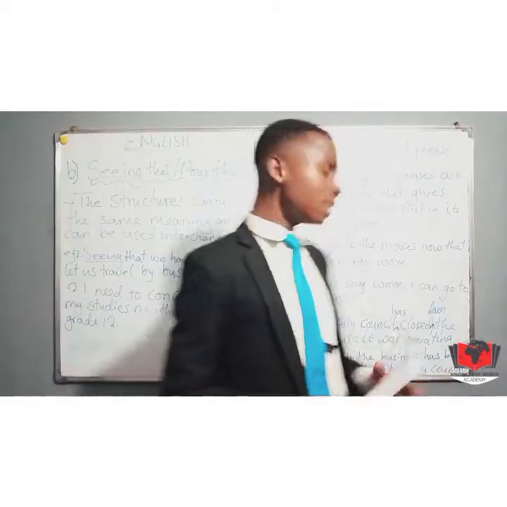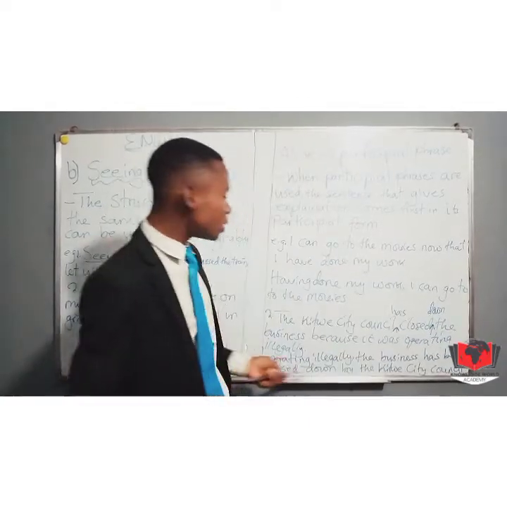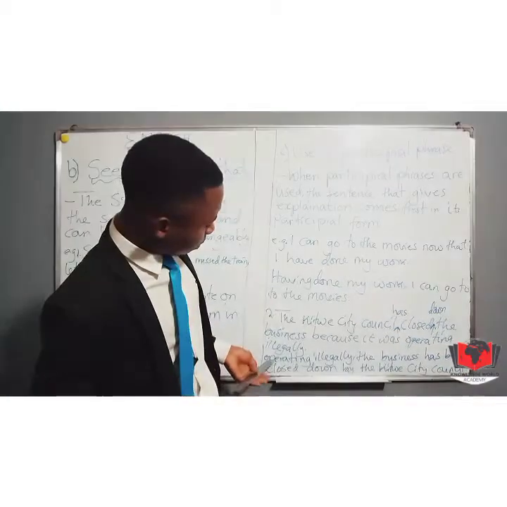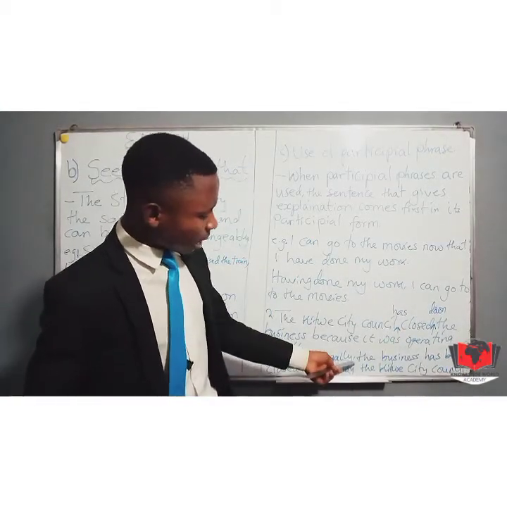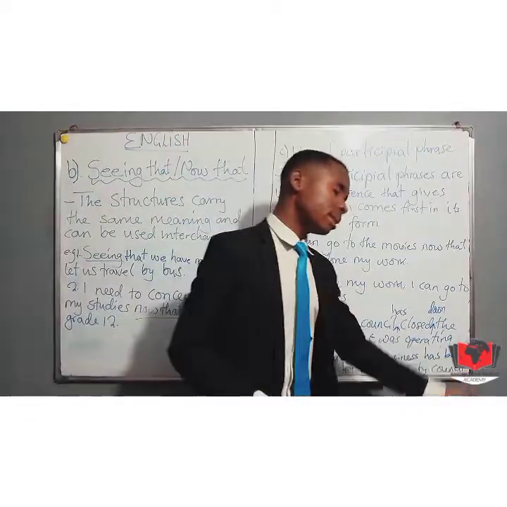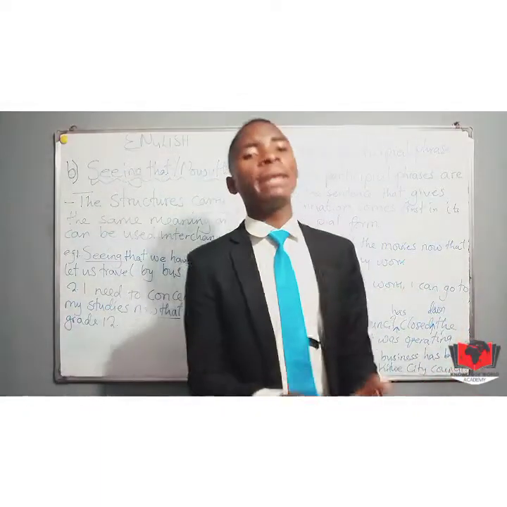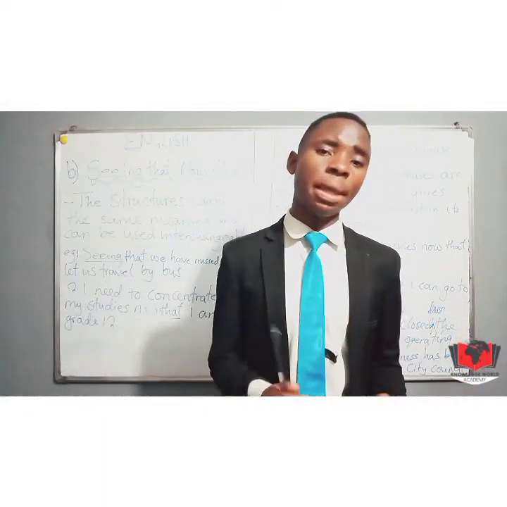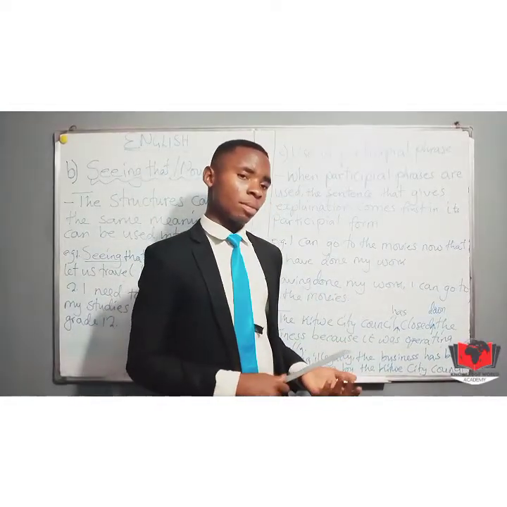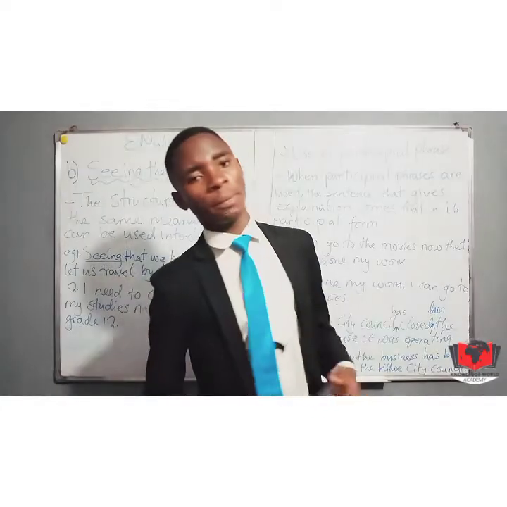That's why it is changing here. When we start with the business, then it has been closed down by the Kitwe City Council. Operating illegally, the business has been closed down by the Kitwe City Council. This is how to express reason in participial form. There are many questions in different past papers based on the same topic.